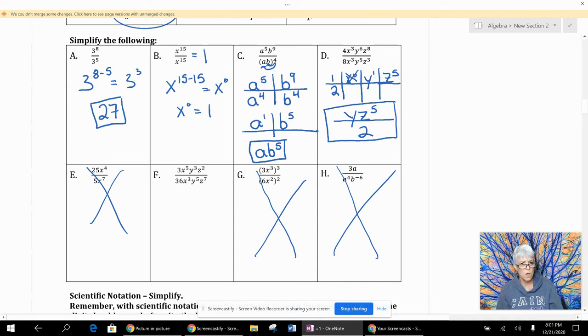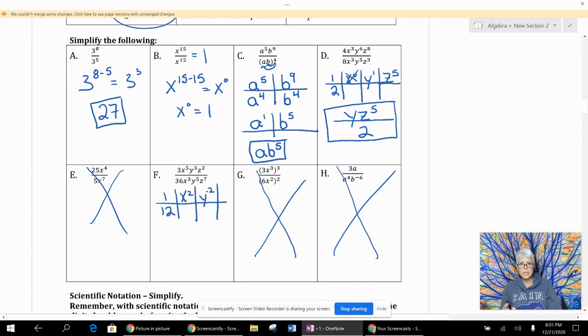The next one is also stacked. So I'm going to go ahead and create my little graphic organizer, or whatever you want to call it, and I'm going to simplify the fraction. The like terms are sitting on top of each other. So 5 minus 3 is 2. The y's, 3 minus 5 is a negative 2.